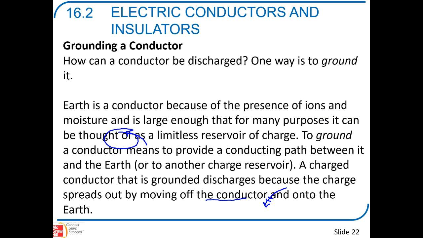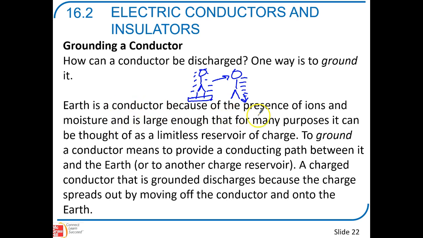For the next section, we're talking about grounding. How do we discharge a conductor? If you remember, in the last video we talked about walking across a nice shag carpet, where you pick up a lot of electrons, and if I touch somebody else, I discharge. The reason I discharge is those electrons travel from my body to that person's body, and then travel down into the ground.